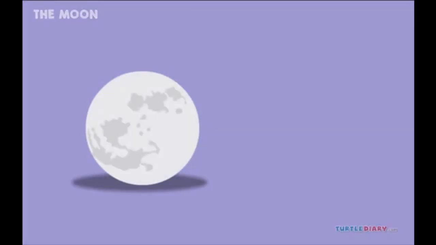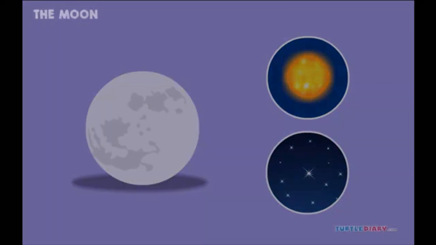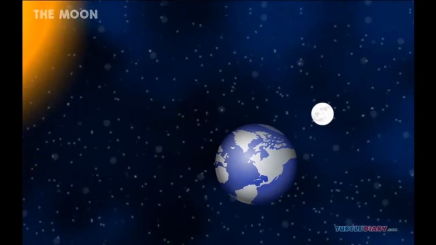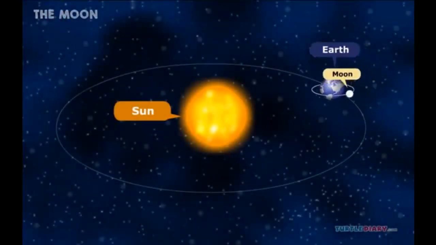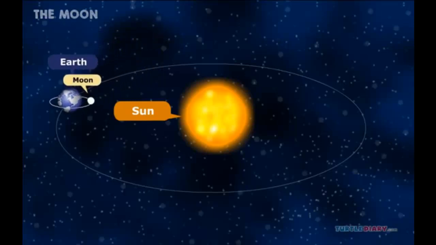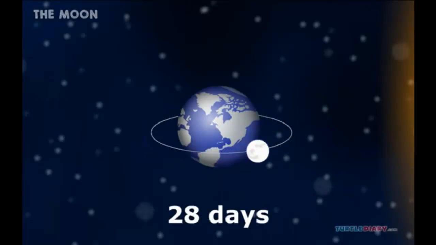The moon. The moon is not like the sun or other stars. It does not give off its own light. It only reflects the light of the sun. That means the sun's light bounces off it. A planet orbits a sun. A moon orbits a planet. The moon takes 28 days to go completely around the Earth.